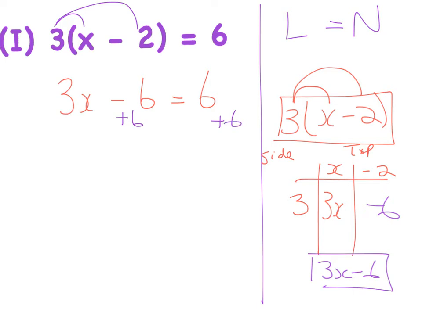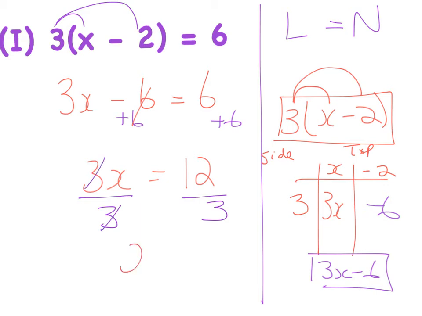My new line will now be, as my plus 6 and my minus 6 will cancel, my new line will now be 3x equals 6 plus 6, which is 12. But again, this is 3 multiplied by x, and I would just like x, so I'm going to divide both sides by 3. And x is equal to 12 divided by 3, which is 4.